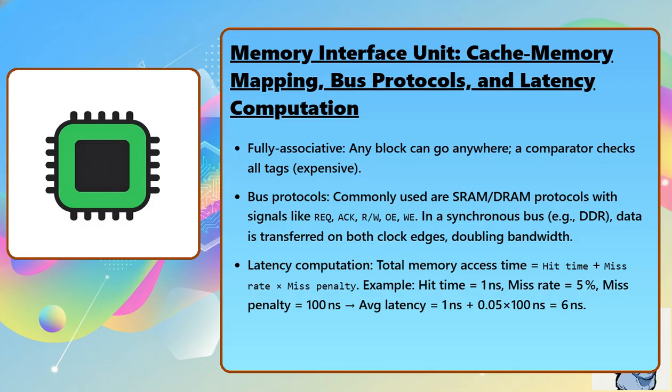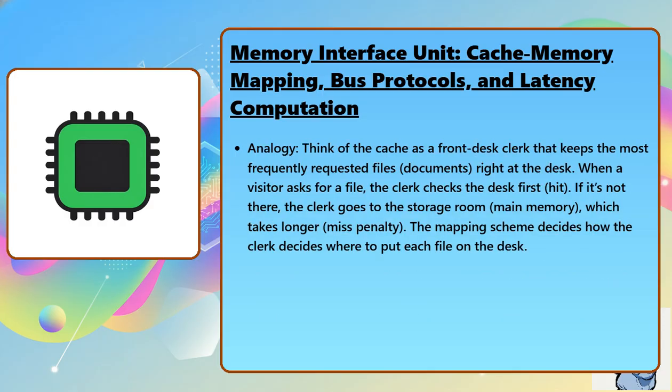Analogy: think of the cache as a front desk clerk that keeps the most frequently requested files, documents, right at the desk. When a visitor asks for a file, the clerk checks the desk first, which is a hit. If it is not there, the clerk goes to the storage room, the main memory, which takes longer, the miss penalty. The mapping scheme decides how the clerk decides where to put each file on the desk.